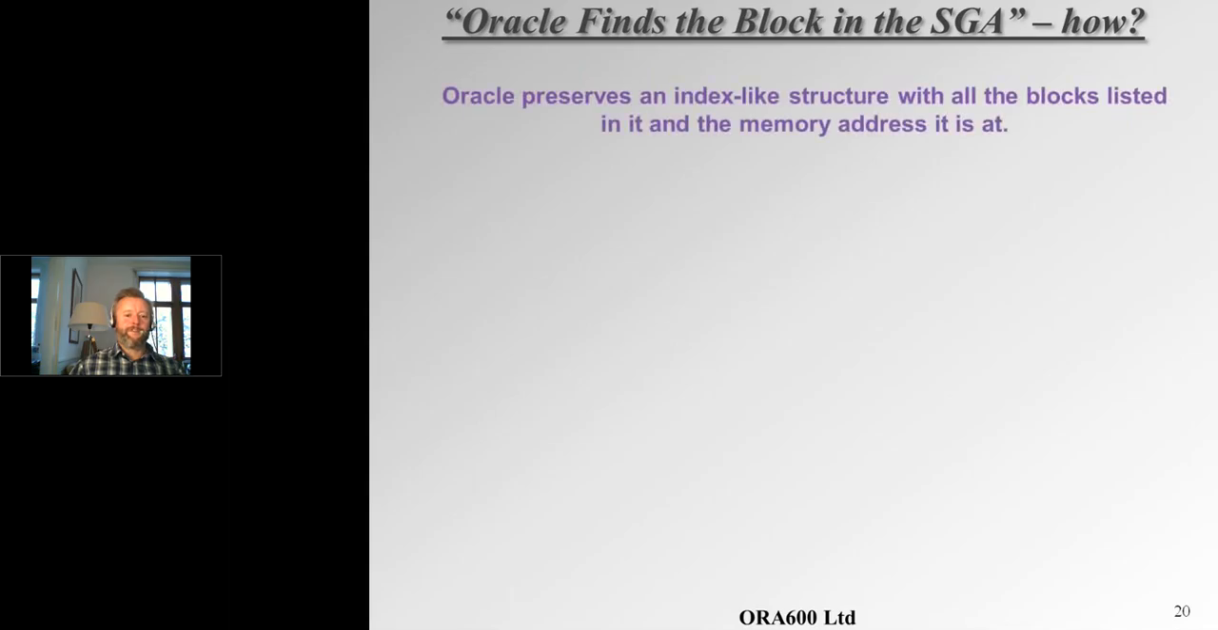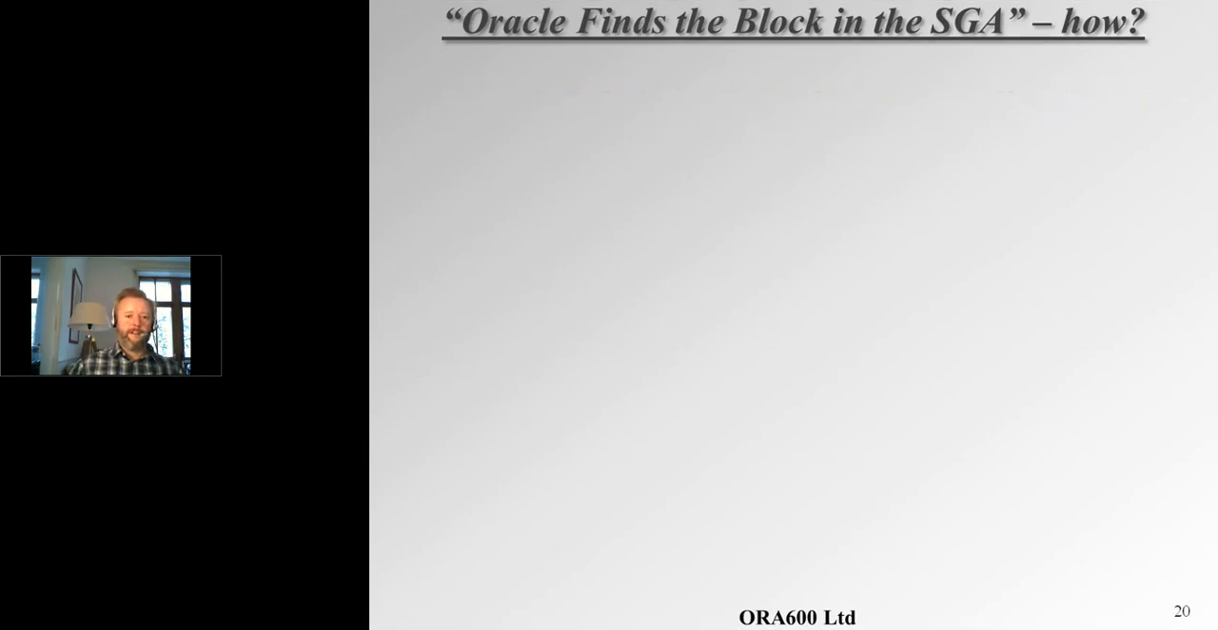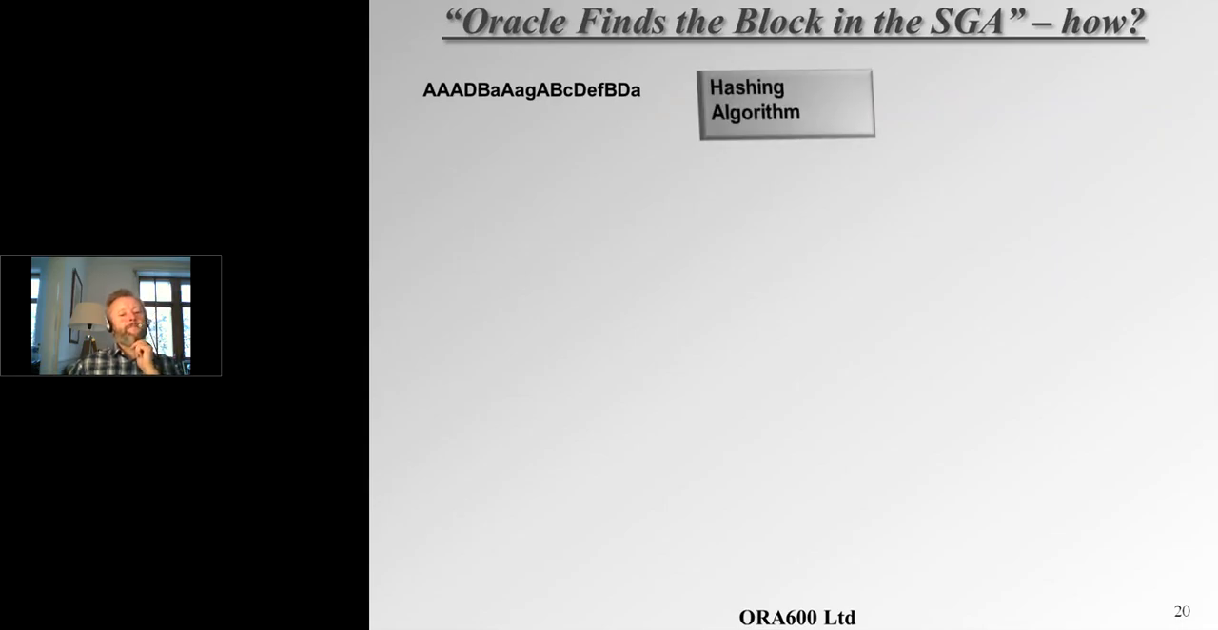The other thing I thought was that Oracle might preserve an index-like structure of all the blocks in the SGA and look it up via that. And Oracle doesn't do that. It does this thing called a hashing algorithm, which brings us back to the earlier question about hash partition hashing. Oracle uses hashing a lot, and in fact, if you've got a background in informatics or IT, you'll know all about hashing. But for those who don't, this is a value.